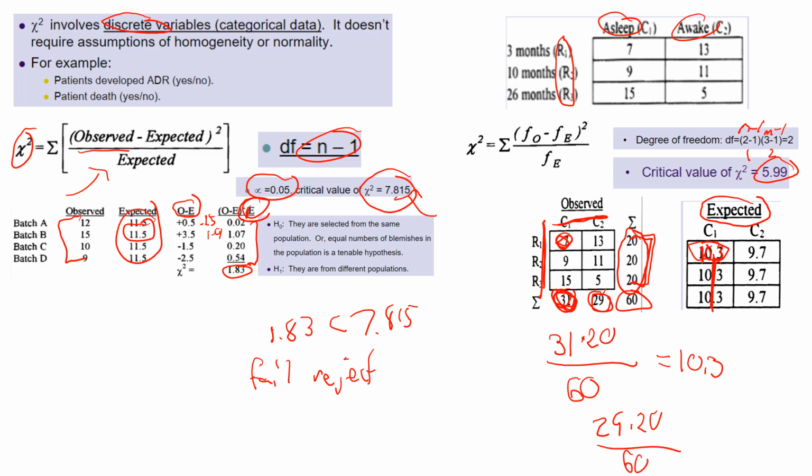And let's say we're just looking at this 13. We're using this 20 and we're using this 29. This value would be 9.7.